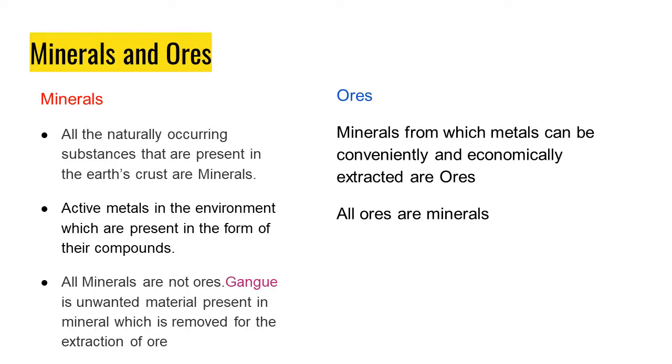The minerals will be associated with certain unwanted materials which we call gangue. So these gangue materials like quartz, feldspar, mica, silica, all these have to be removed from the minerals to get the ore. So ores are the minerals from which metals can be conveniently and economically extracted. So all the ores are minerals, whereas all the minerals are not ores.